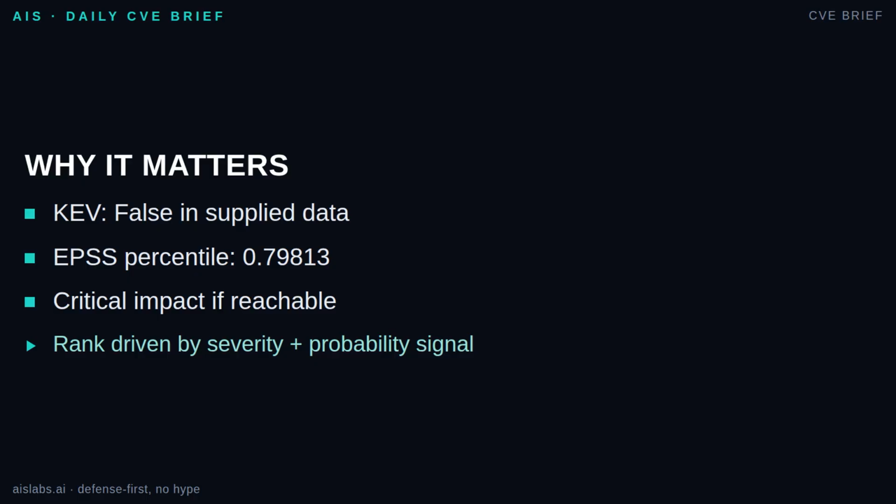The EPSS percentile is 0.79813, which places it high relative to many tracked vulnerabilities in terms of predicted exploitation likelihood. When that probability signal meets a perfect CVSS score and a remotely reachable, no interaction command injection class, the defensive decision becomes straightforward. Verify exposure quickly and remediate before the gap becomes an incident.